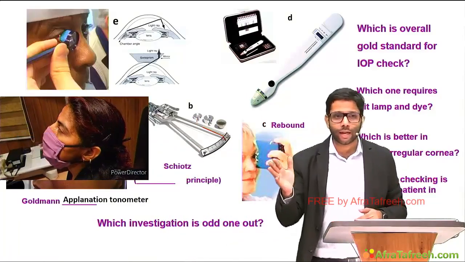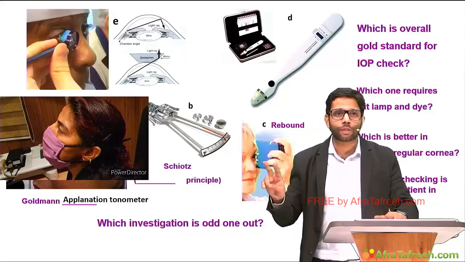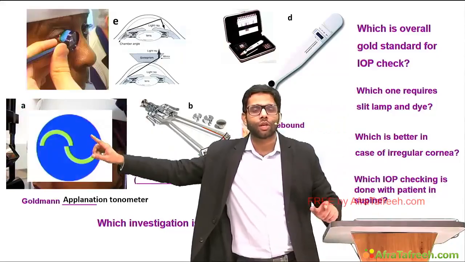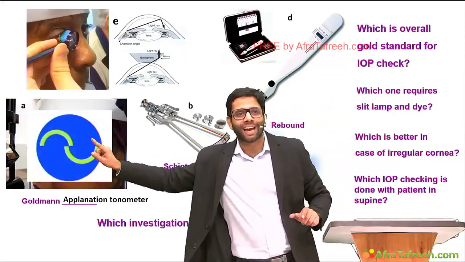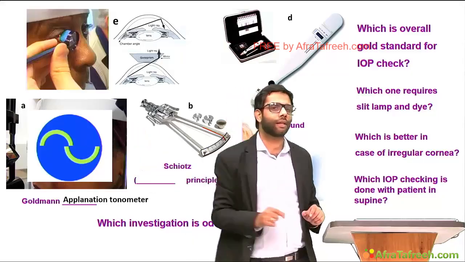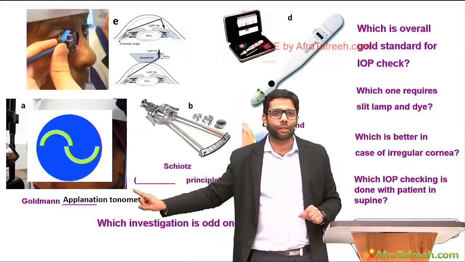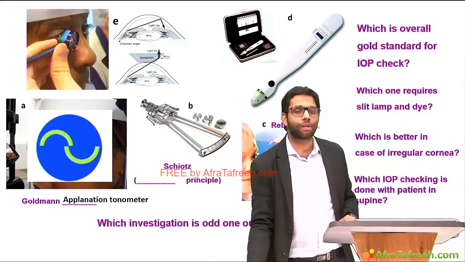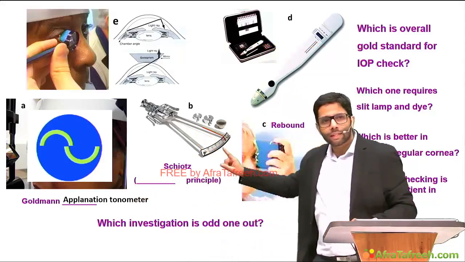And the reflected light will be green, and there are two prisms which make two semicircles. The two semicircles should be equal in size and shape, and the inner edges of the two semicircles meet. That is the correct intraocular pressure. It's the best tonometer, most reliable tonometer, based on the applanation principle. Which law? Imbert-Fick law.